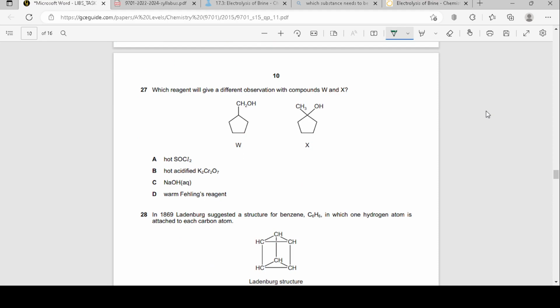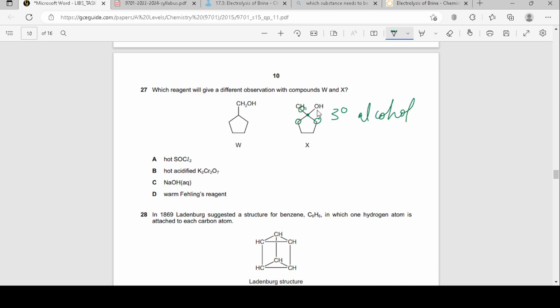Next question: which reagent will give a different observation with compounds W and X? What I can see here is that this is the carbon atom that the OH is attached to, and this carbon atom is attached to three carbon atoms directly, or three R groups. I'm just going to call them carbon atoms. So it's attached to three carbon atoms directly, and that means it's a tertiary alcohol, right?